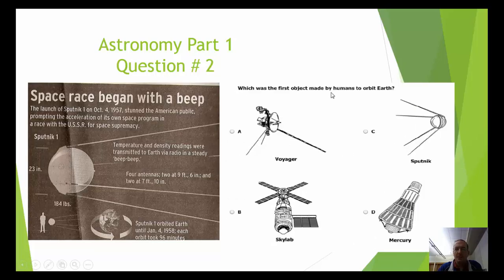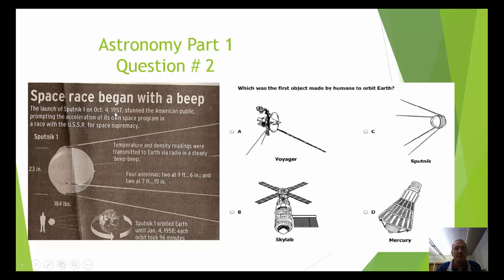Which was the first object made by humans to orbit the Earth? Looking at this picture, the main idea you need to think about is which one came first. The least advanced objects had to have come first when you talk about any type of advancements. A and C appear to be the least advanced, and B and D appear to have occurred much later after C and A. Correct answer here is C, Sputnik.